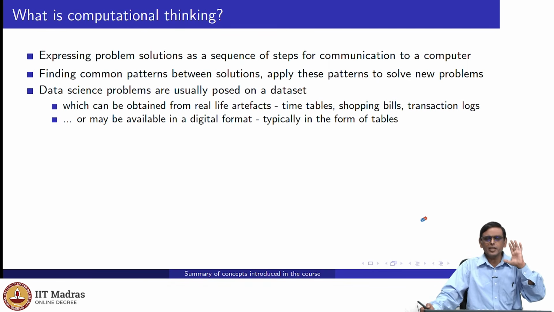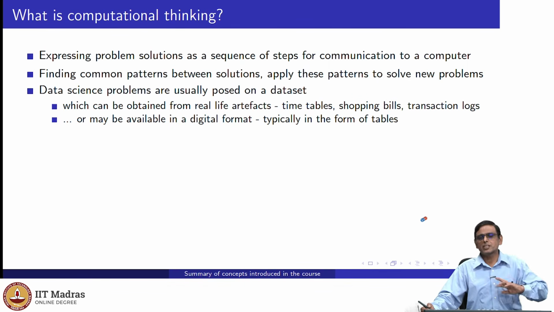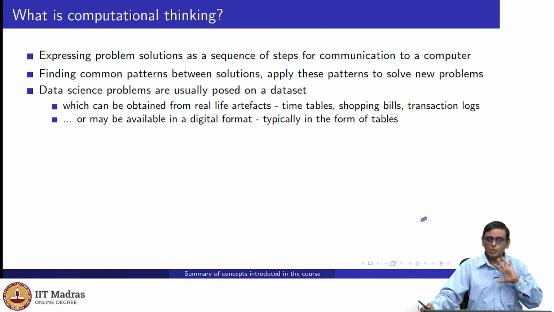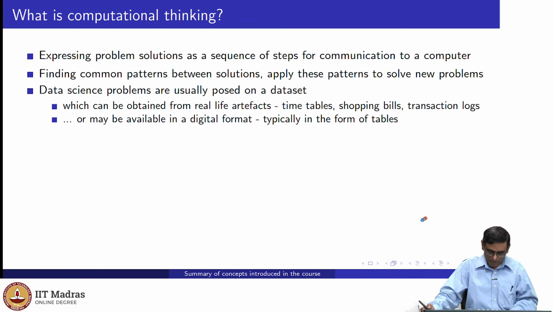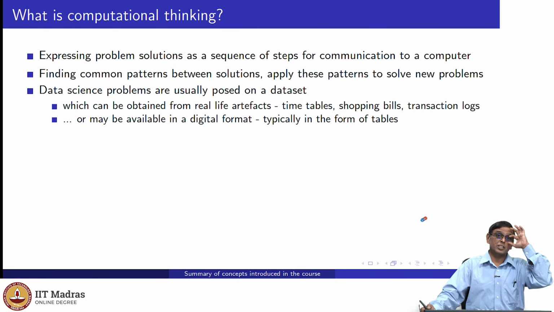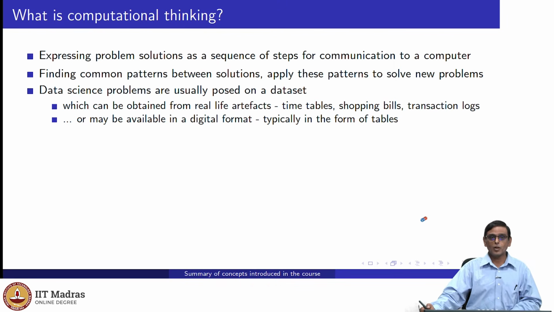Now, specifically in this program, we are looking at data science, right? We're not just thinking generally about computational thinking, we're thinking about it in the context of data science. So, in data science, the problems are usually posed on data sets that are available, right? So, you have a data set, you ask some questions about it. Now, these data sets can come from real life artifacts. As we saw in this course, we had a number of real life artifacts like shopping bills, the train timetable, classroom data, words and so on. But in principle, you could also have transaction logs, emails, chats, all these kinds of things. These are all various kinds of real life artifacts you can analyze to do a lot of things.